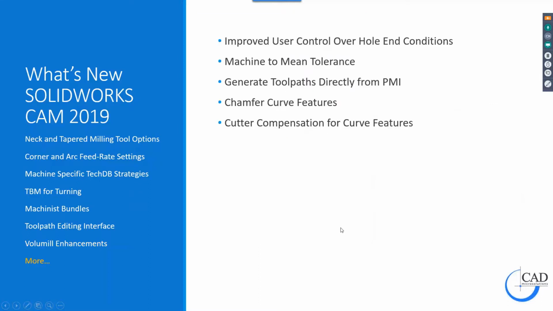And again, we've got quite a few more features that I don't have pictures of, but if you have any questions on these new features, you're more than welcome to contact me or ask me about them. But again, improved user control over hole end conditions. Machine to mean tolerance, again, that's in the tolerance-based machining. Generate toolpaths directly from the PMI, chamfer curve features, cutter compensation for curve features. So again, they've kind of enhanced the ability to add different toolpaths to curve features.